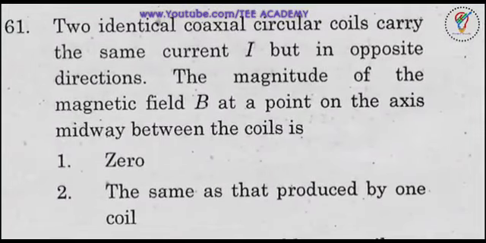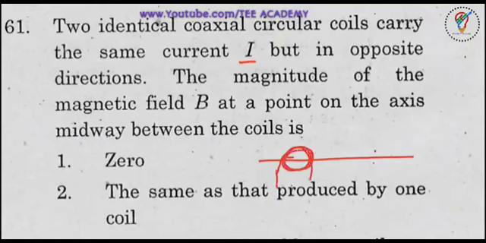Now, two identical coaxial circular coils carry the same current I but in opposite directions. So both are carrying current in opposite directions. The magnitude of the magnetic field B at the point on the axis midway between the two coils is. Now, for example, let me draw a straight line here like this. Now there is one coaxial coil like this.